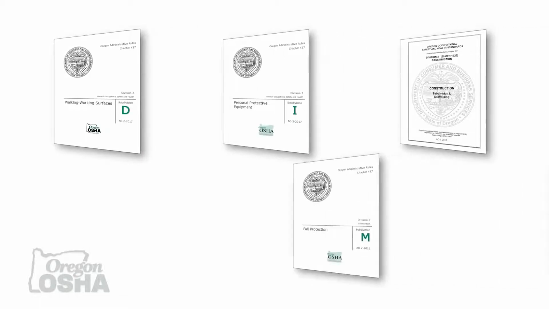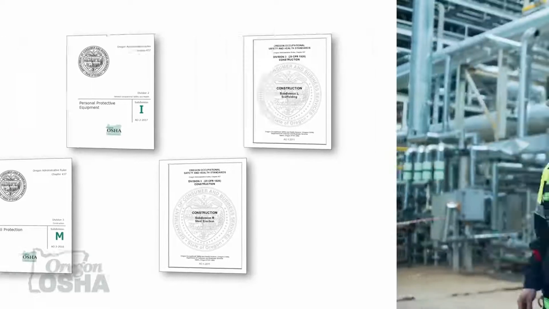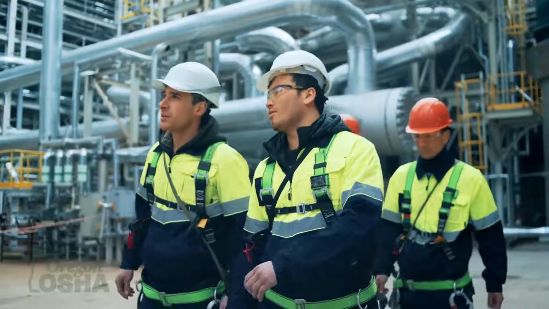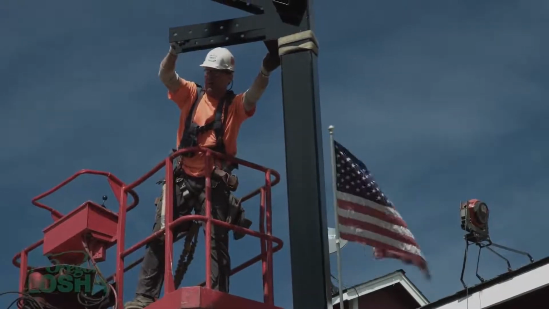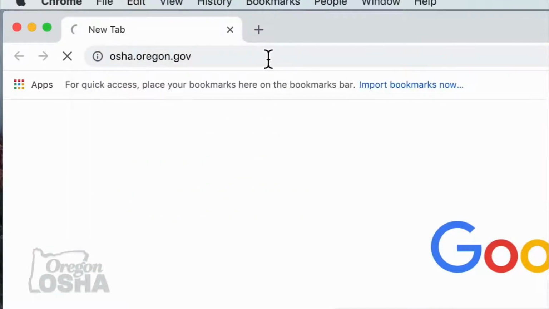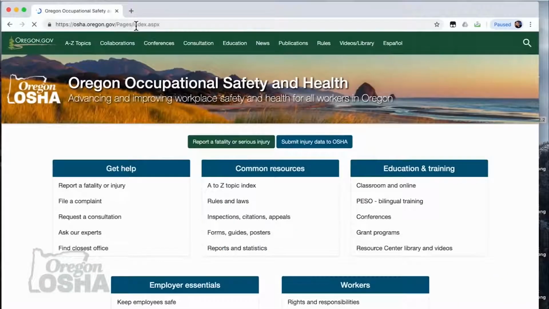For more information on fall protection training requirements, please reference the Oregon OSHA standard that applies to your work activities, whether that's in general industry, construction, scaffolding, steel erection, agriculture, or other activity. There are separate standards for each of these, and you can view them on our website, osha.oregon.gov.